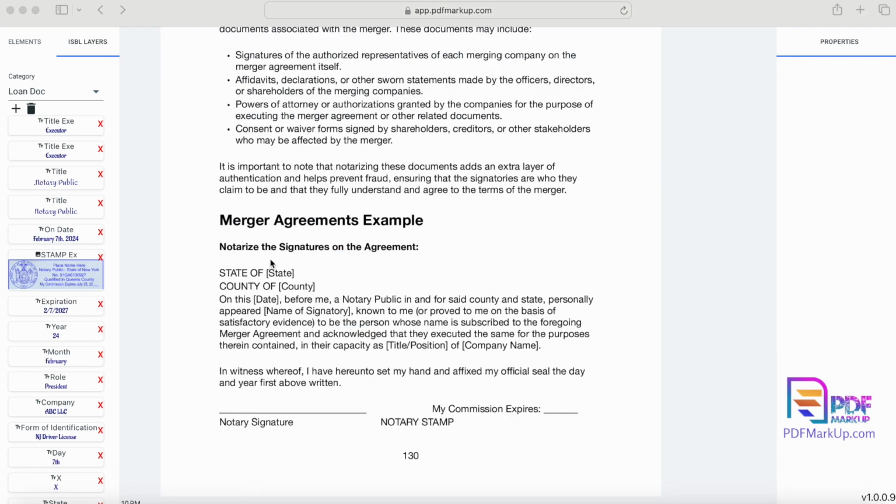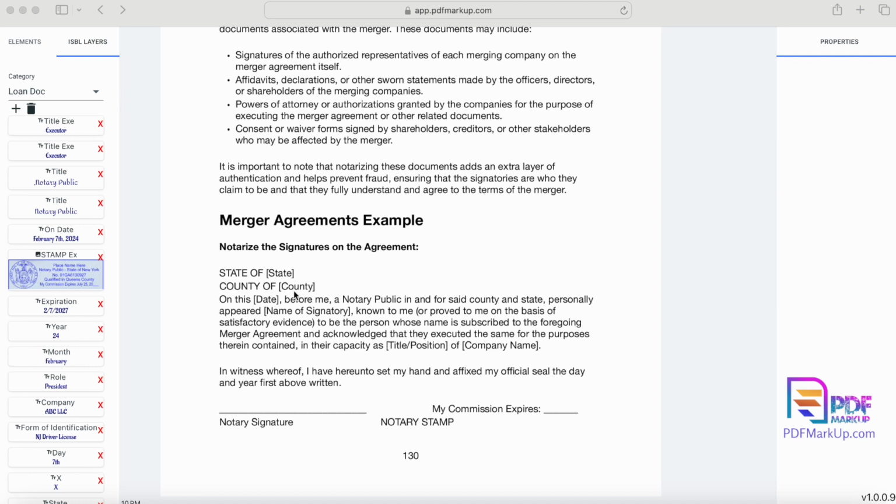This is an example of the notarial language on a merge agreement. So state of, the state you're in, county, the county you're in, on this blank, which is a date, before me a notary public in and for said county and state personally appeared, known to me and proven to me on the basis of satisfactory evidence. I'm going to let you guys continue to read, and then you basically fill in the blanks.